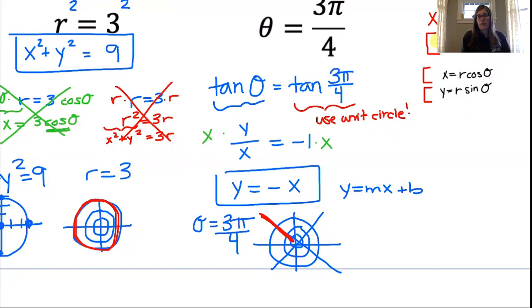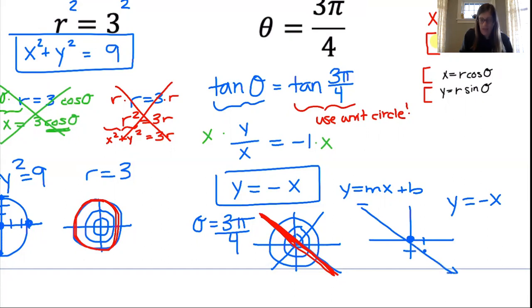Those would be all the points when the r value is positive, so you go in that direction of 3 pi over 4. But if r was a negative value, you go in the opposite direction, so that would be this piece over here. And so the graph that you would actually draw in the polar system is a line. That matches up to our rectangular equation, y equals negative x. It goes through the origin, its y-intercept is 0, and it has a slope of negative 1, so we would go right 1, down 1, and draw that line. So we're drawing the same graph in a different system.